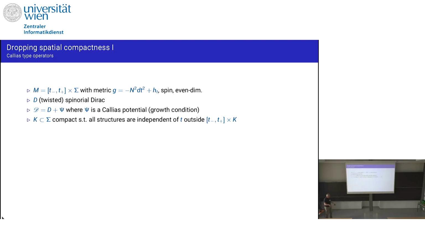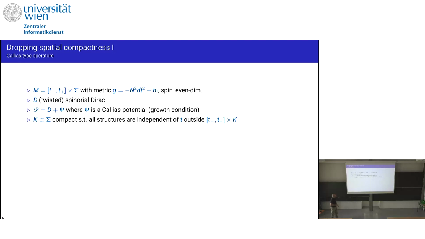And the first one is we drop compactness of sigma, but we restrict our operator as follows. So we look at the spinorial Dirac operator, possibly twisted, and we add to it a zero order potential, the so-called Callias potential. I don't want to go into all the technicalities of the definition of Callias potential. The most important condition that it has to satisfy is a certain growth condition as you move to spatial infinity. So it has to grow at a certain rate. And this is what restores Fredholmness, even though the manifold is non-compact, as it turns out. And so one has to also make the assumption that there's a compact set in your sigma such that outside this compact set, everything is of product structure and independent of t.